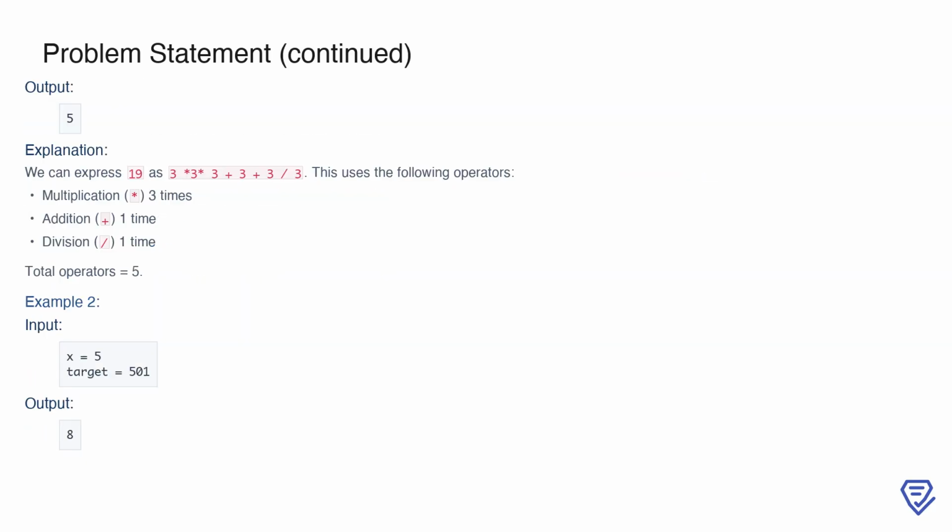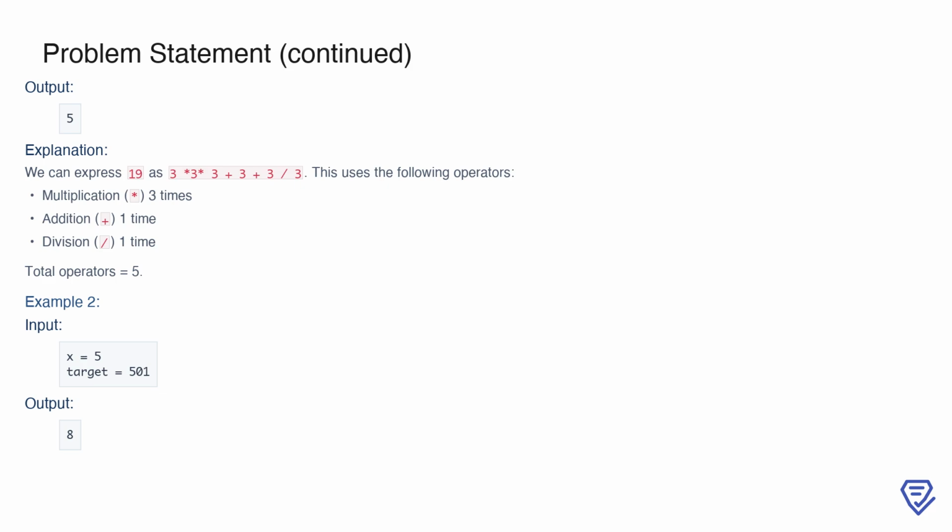For example, consider the input where x equals 3 and the target is 19. To express 19, we can use the expression 3 multiplied by 3 multiplied by 3, then adding 3, and finally dividing by 3. This involves 3 instances of multiplication, 1 addition, and 1 division, for a total of 5 operators. Therefore, the output in this case would be 5.